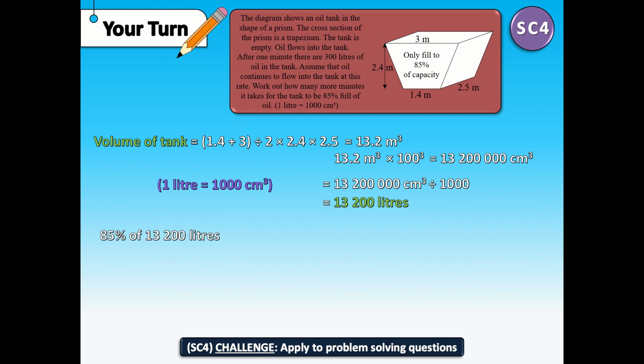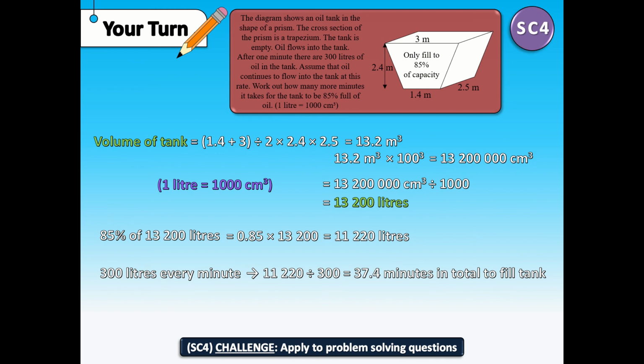Now we only want to fill it to 85% capacity, so if we find 85% of 13,200, we do that by times them by 0.85. So we need 11,220 litres. Now it fills at a rate of 300 litres every minute. So if we divide that by 300, it will take 37.4 minutes in total to fill the tank. And we've already waited 1 minute, so we need to wait another 36.4 minutes.